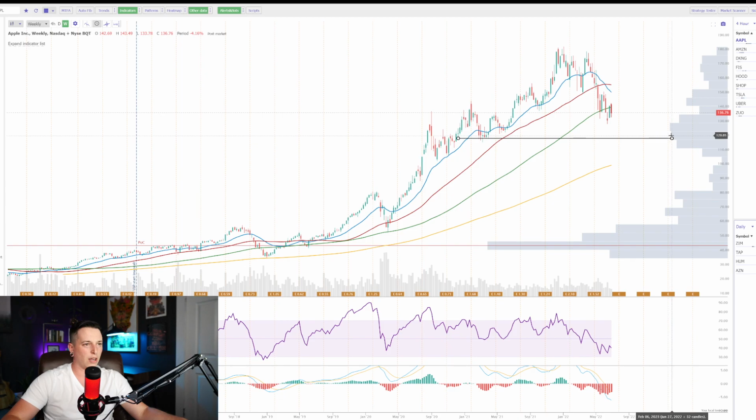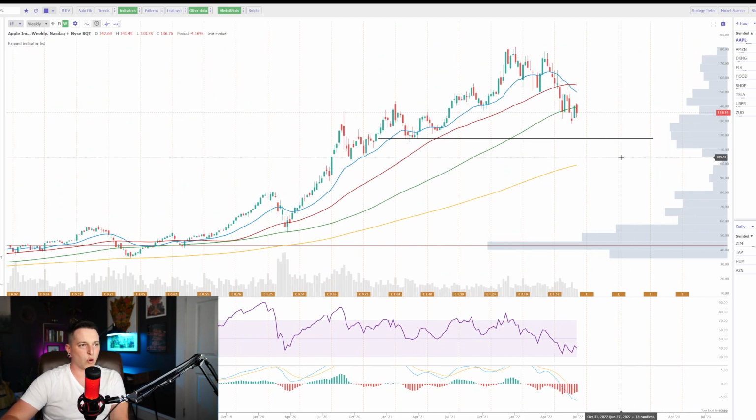$120 on Apple is right down to this support. This was a strong support prior, and I think $120 is a really good zone where we're going to start seeing some more buying. Now, if we were to snap 120, the next level is all the way down at $100, and $100 is where the 200 SMA is.